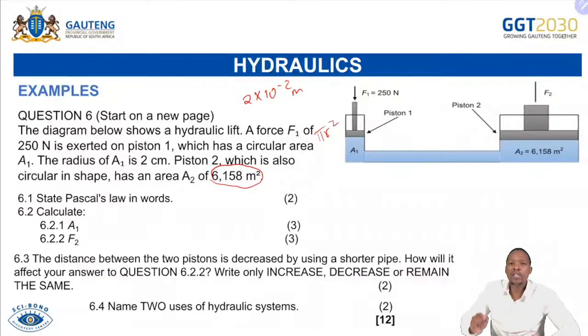Right? State Pascal's law in words. I'll just simply state it. In a continuous liquid at equilibrium, the pressure applied at a point is transmitted equally to the other parts of the liquid.